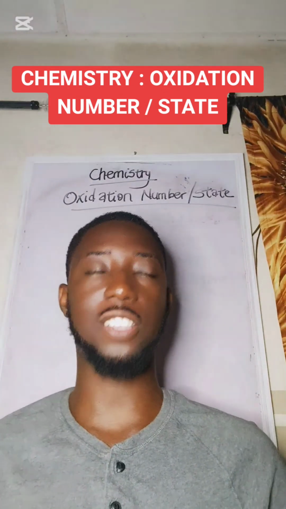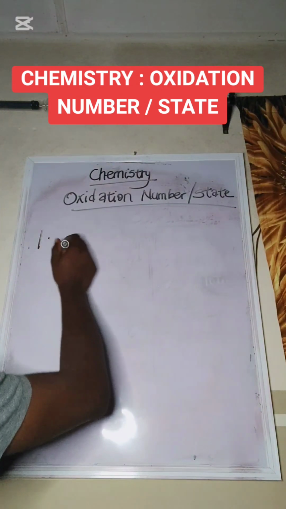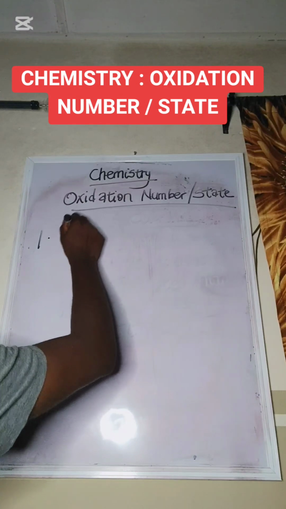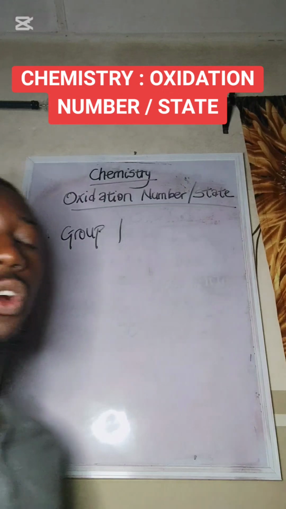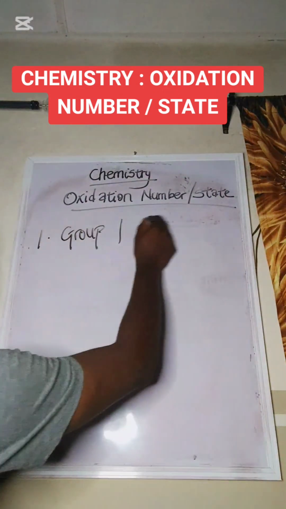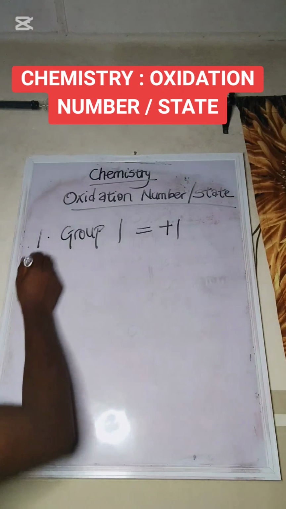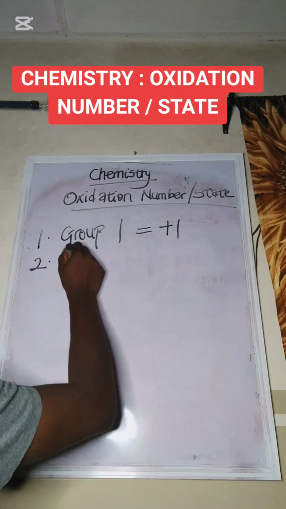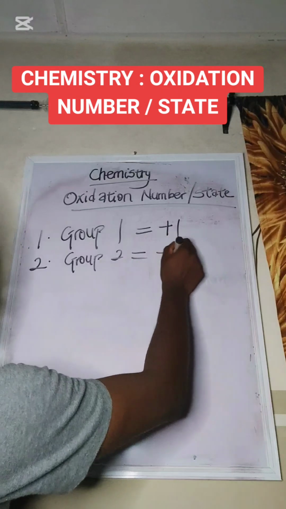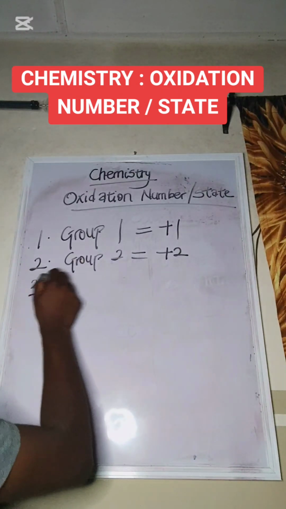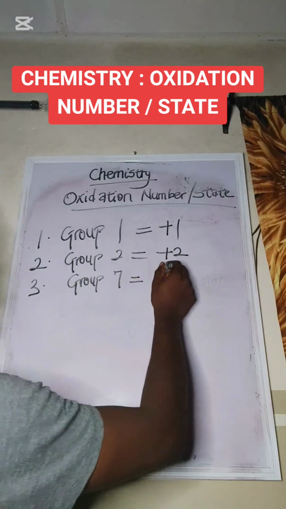The first one: group 1 elements are usually assigned an oxidation number of +1. Second one, group 2 elements are usually assigned an oxidation number of +2. We have the third one, group 7 elements are usually assigned an oxidation number of -1.